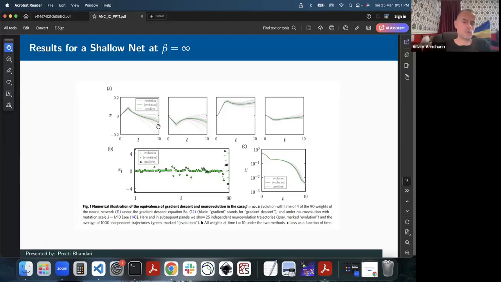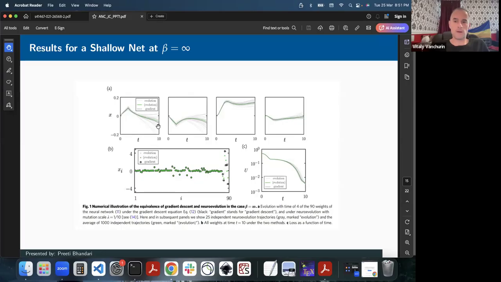Yeah, but I think that should be incorporated in the time scale. I would think, because if you really want to compare the two algorithms, the two trajectories, then you really need to count more of the neuroevolution evaluations of the loss in order to equate it to the same steps in the gradient descent. But I understand what you're doing.